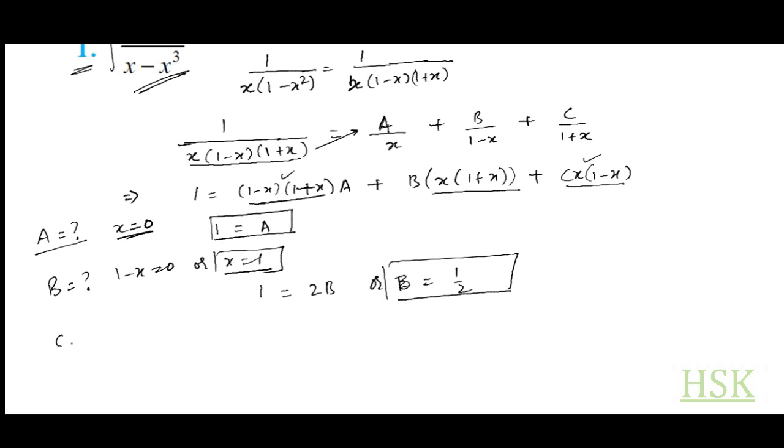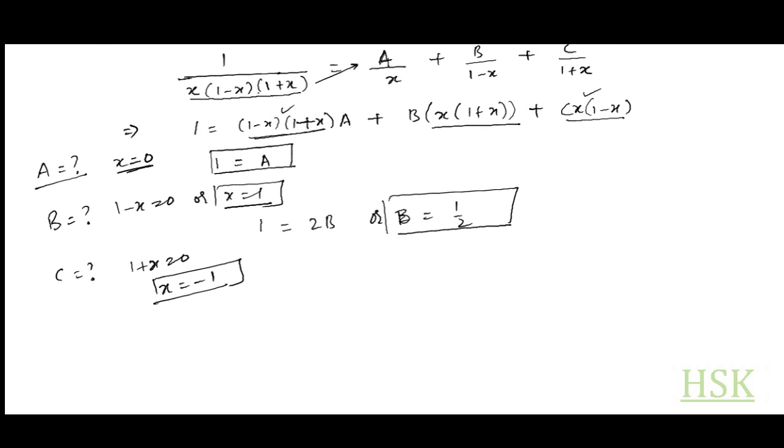Similarly, to calculate the value of c, I'm going to place 1 plus x is equal to 0 or x is equal to minus 1. The moment I'm going to place x is equal to minus 1, this term is going to become 0 and this term is going to become 0. So I'm going to get 1 is equal to minus 1 times 2 into c, or c is equal to minus 1 upon 2.